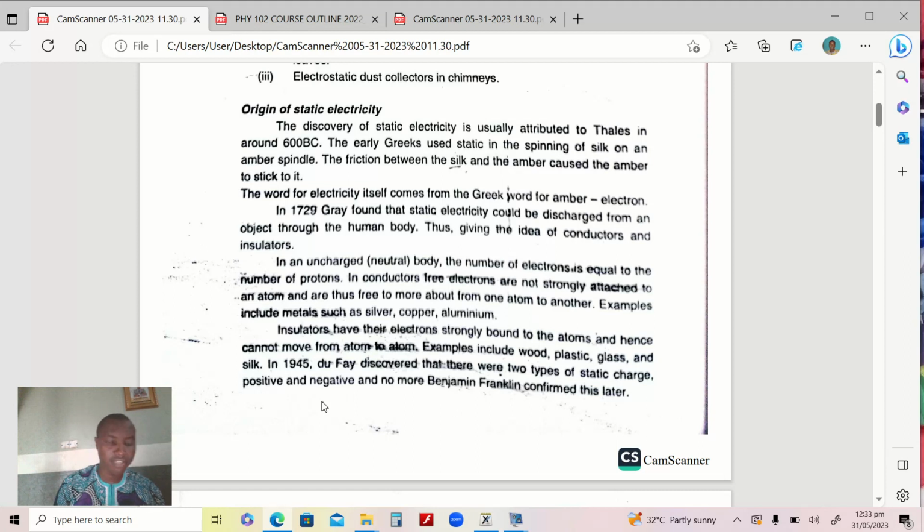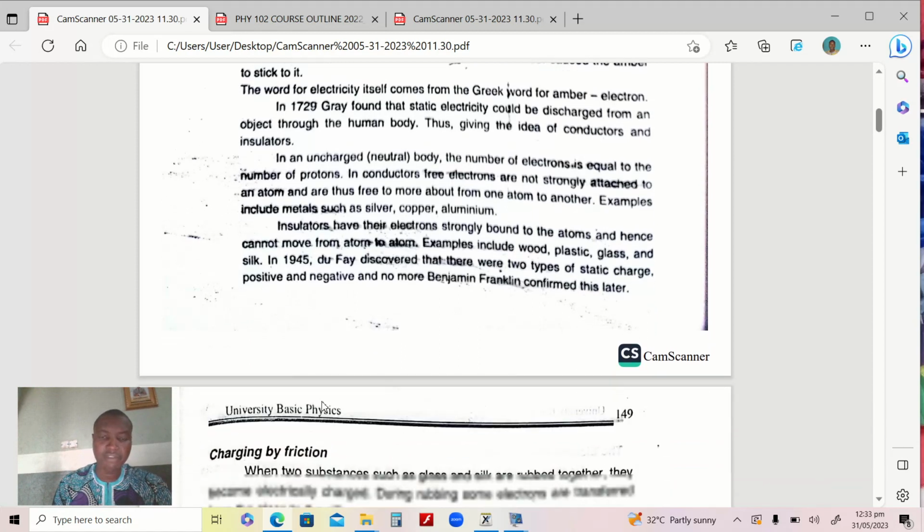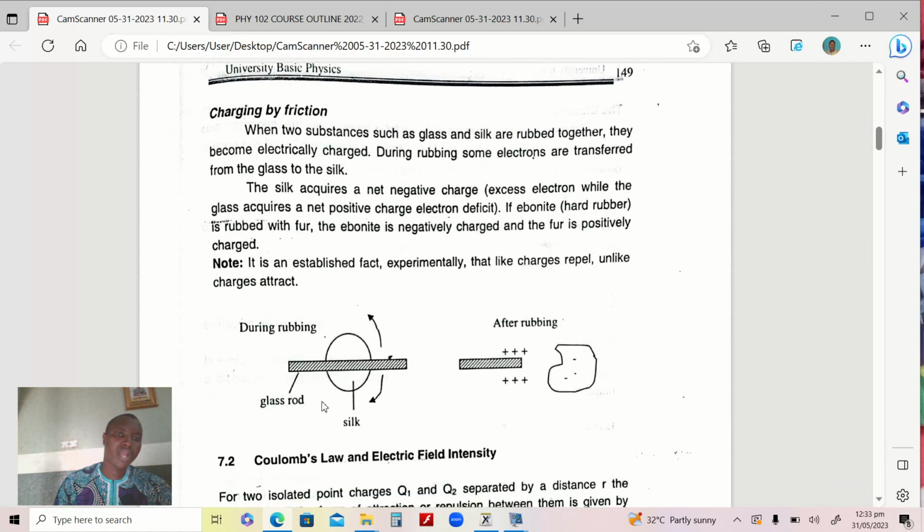So in 1945, Dufay discovered that there were two types of static charge. He called one positive, he called the other one negative, and this was later confirmed by Benjamin Franklin. We charge a body by friction when we are dealing with static electricity.